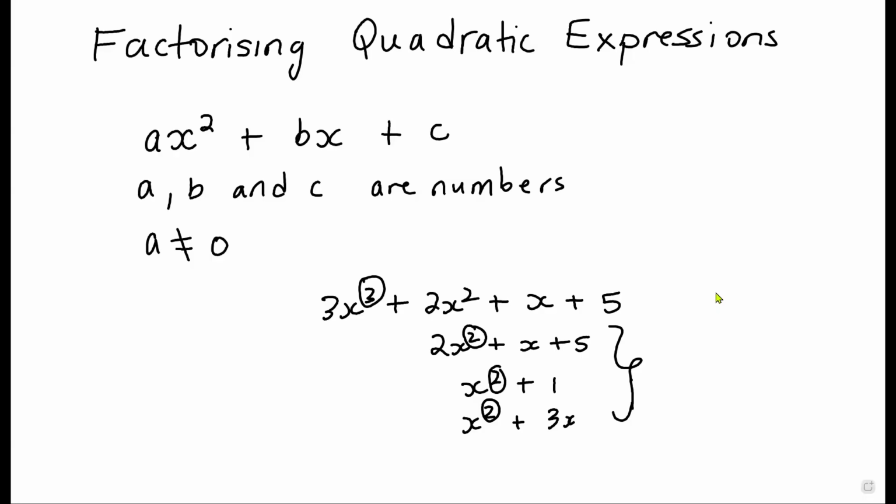And we're going to start off very easy. First, we're going to look at when a, that is the coefficient of x squared, is equal to 1, right? So when a is equal to 1, factorizing the quadratic has a lot less steps. So for example, let's say we have a quadratic x squared plus 8x plus 15, right? Now, in this quadratic, we know it's a quadratic because the highest power of x is 2, right?